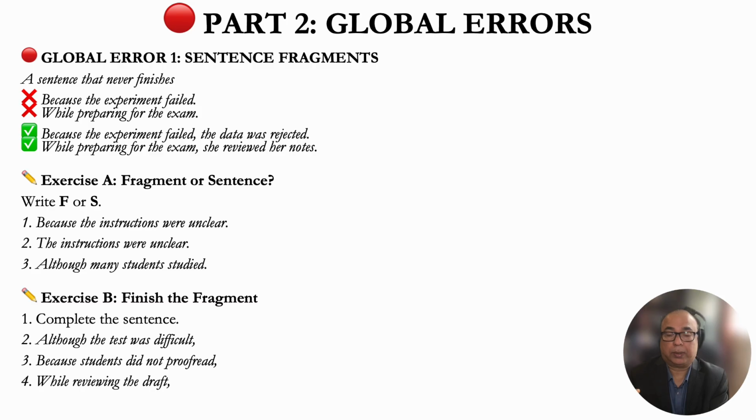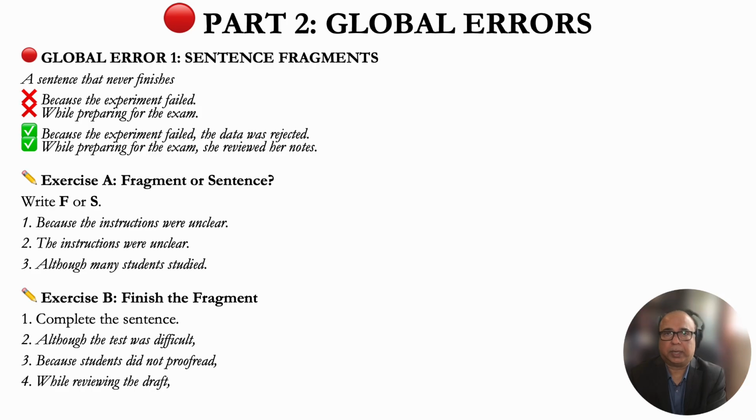Now, global errors are serious because the writer loses the reader. The reader says, I don't understand you. Well, what do you mean? This sentence is not clear at all. I don't understand. I'm not following you. So, what is a sentence fragment? A sentence that is incomplete. The idea is incomplete. It's not a complete thought: "Because the experiment failed."